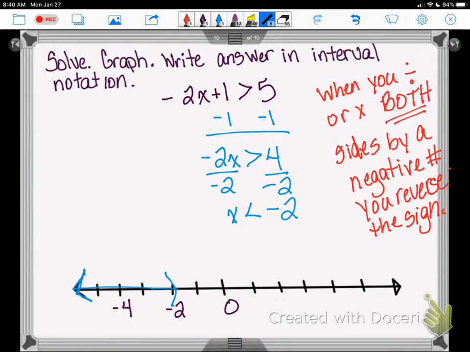Now, the number 1 answer that's incorrect that I get here, this is what I get, and this is wrong. I get negative 2 to negative infinity. That is the wrong answer that I get a lot of. Students start at the number and then they go to whatever infinity sign that they want to. That is wrong. You don't want to do that.